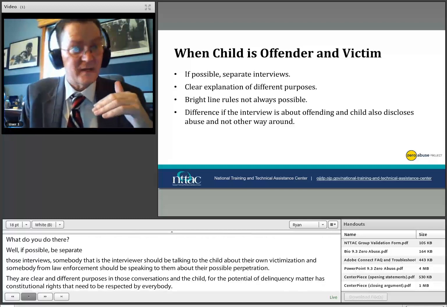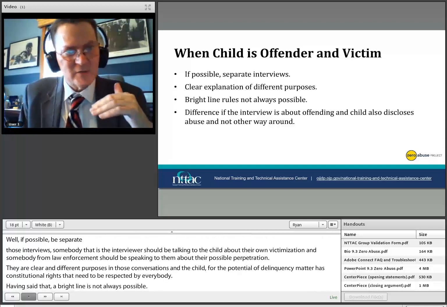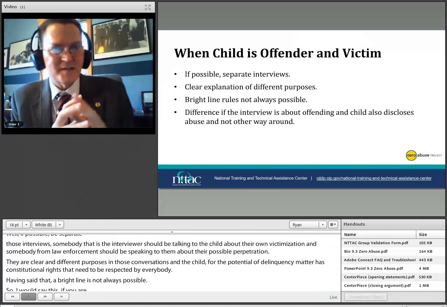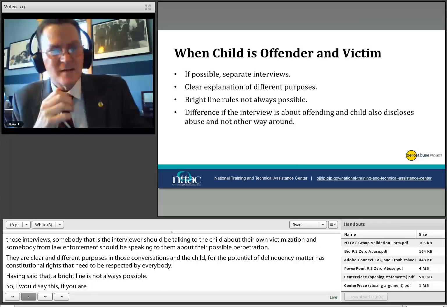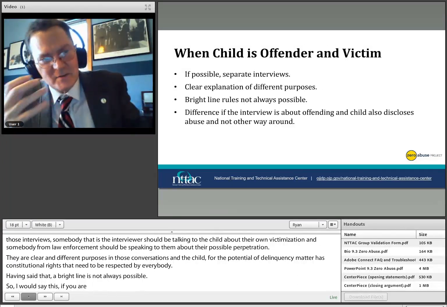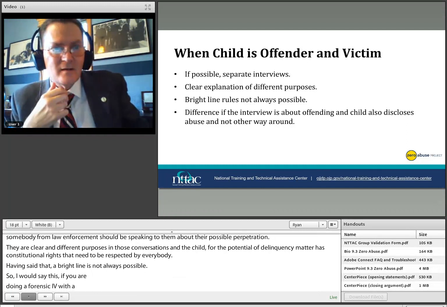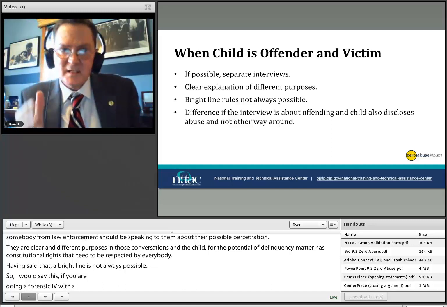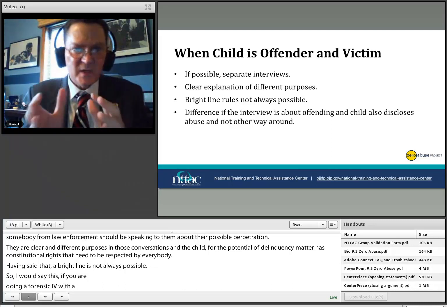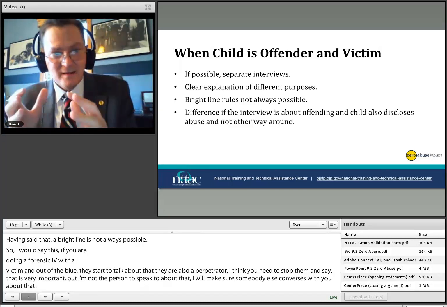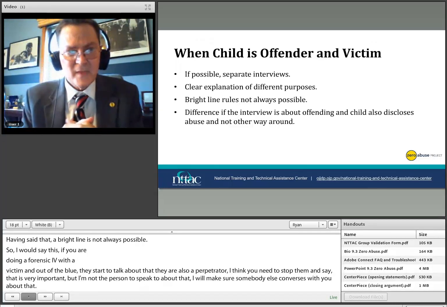The forensic interviewers with us today, how do you handle the situation where you've got a child who is both a victim of abuse and a potential offender? What do you do there? Well, if possible, we should separate those interviews. The interviewer should be talking to the child about their own victimization, and somebody from law enforcement should be speaking to them about their possible perpetration. There are clearly different purposes in those conversations, and the child, for the potential delinquency matter, has constitutional rights that need to be respected by everybody.